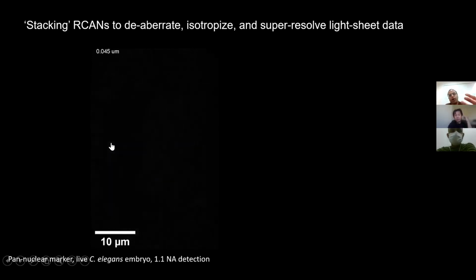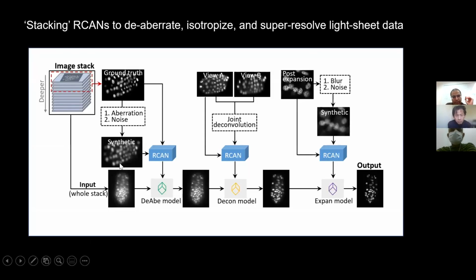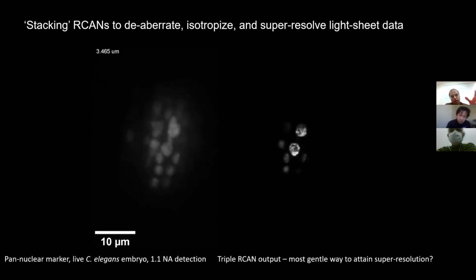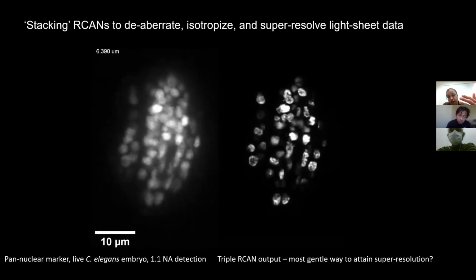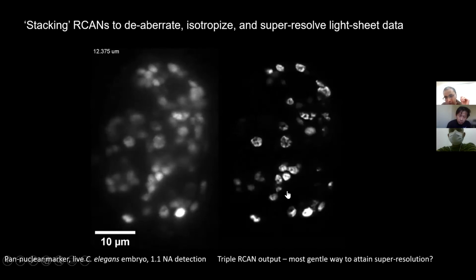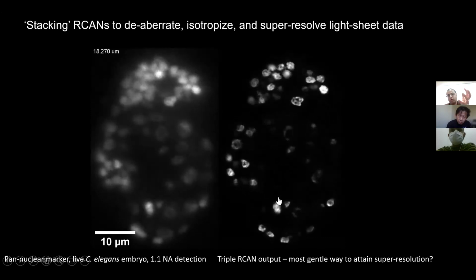So we've now trained ARCANs to systematically dissect the problems. We can train one ARCAN to remove aberrations, another ARCAN to improve axial resolution, and then using expansion microscopy ground truth, we can get super resolution data. By stacking these ARCANs in series, we can take advantage of the native strength of light sheet microscopy, the ability to go for long times and fast, but get much higher resolution. Both within the nuclei and between separate nuclei, we can get much clearer images using the deep learning prediction.